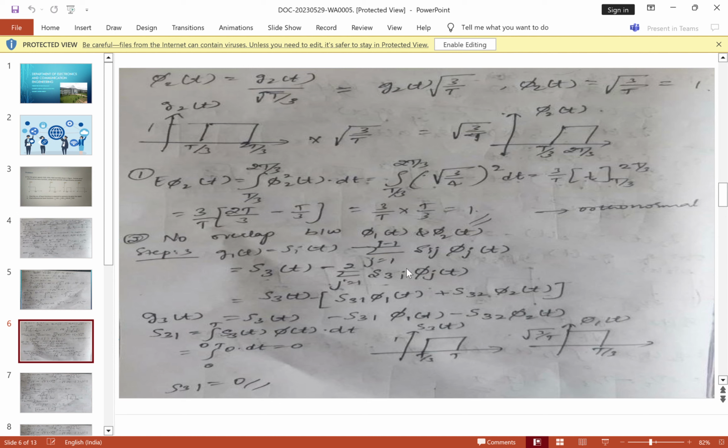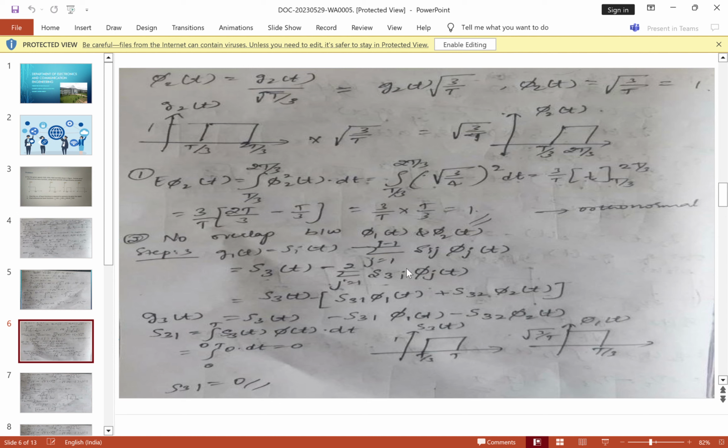G3 of t is equal to S3 of t minus S31 psi 1 of t, where psi 1 square of t integrates to 1, minus S32 psi 2 of t. That is equal to S3 of t minus S32 psi 2 of t. G3 of t is equal to S3 of t minus root of T by 3 into psi 2 of t. We have made S31 as 0. So these are the signals: S3 of t, root of T by 3 into psi 2 of t, and G3 of t. These are the three signals.